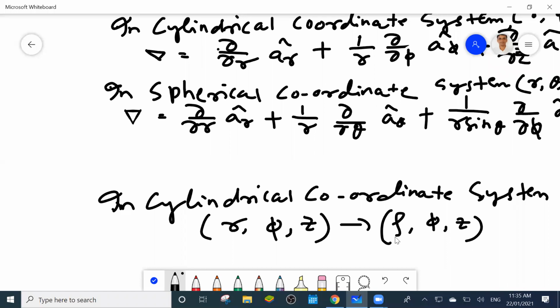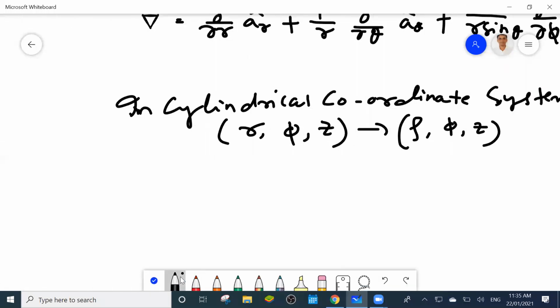So all of you, what you will do: all the examples and practice of the Sadiku book related to gradient. This del operator is also known as the gradient of a scalar, if they ask. Or you can find the elemental length in the spherical, Cartesian and cylindrical coordinate systems. You solve all the related problems.